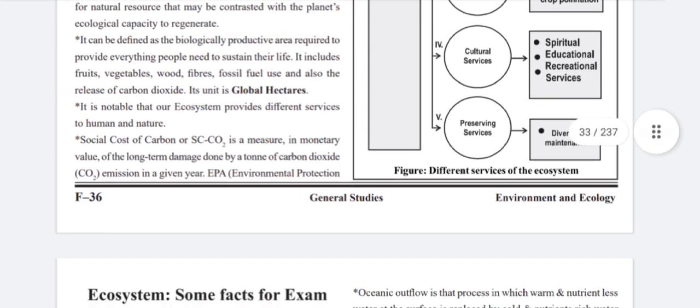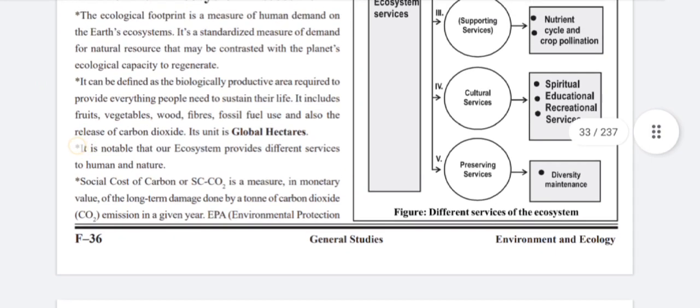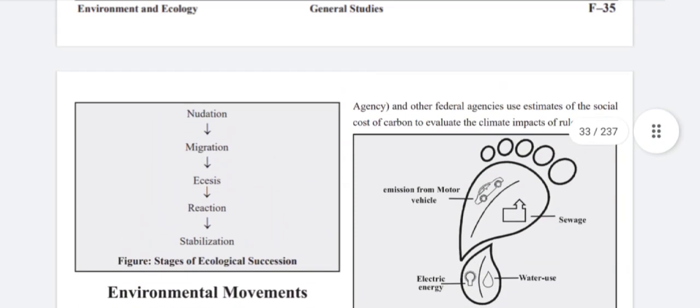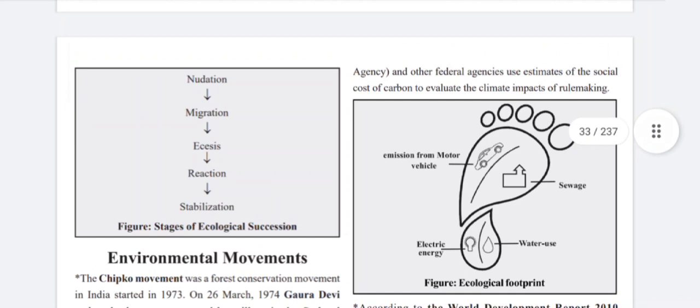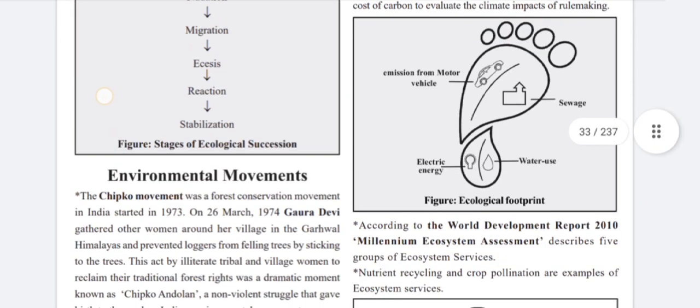Social cost of carbon, SCCO2, is a measure in monetary value of the long-term damage done by a ton of carbon dioxide, CO2, emission in a given year. The EPA, Environmental Protection Agency, and other federal agencies use estimates of the social cost of carbon to evaluate the climate impacts of rulemaking.